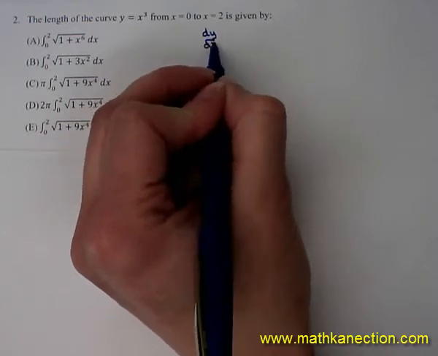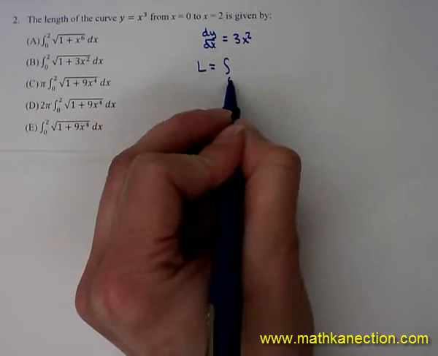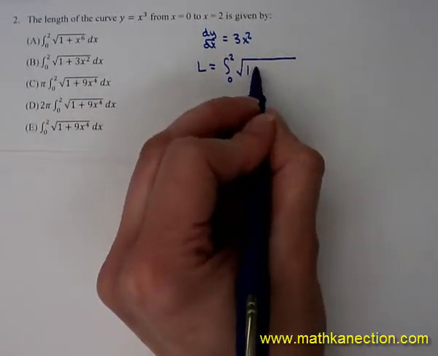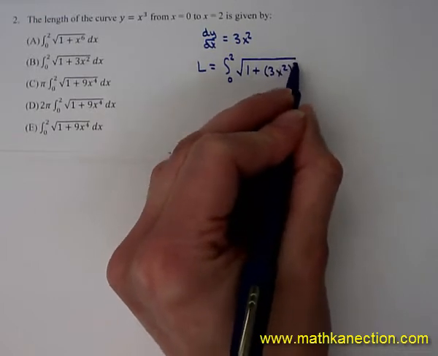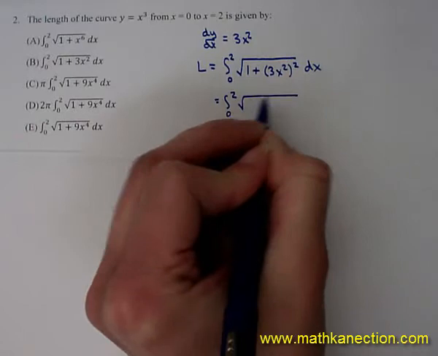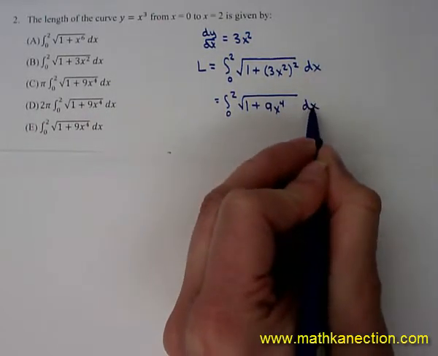So to find the length of the curve, we need dy/dx, which is equal to 3x squared. The length of the curve is equal to the integral from 0 to 2 of the square root of 1 plus dy/dx squared, so 3x squared squared. Then simplifying the problem to get the integral from 0 to 2 square root of 1 plus 9x to the 4th dx to represent the length of the curve.